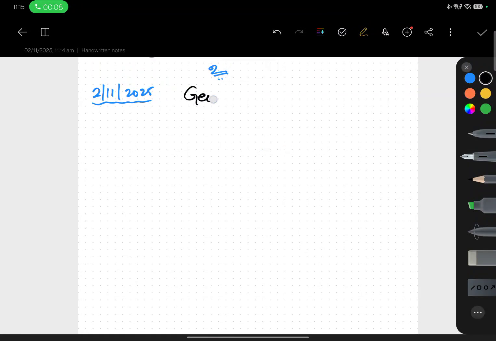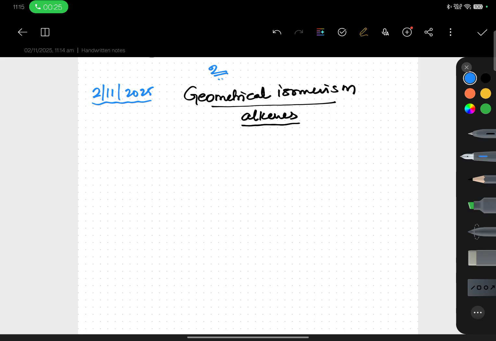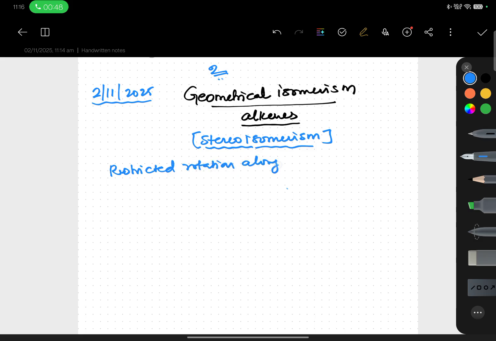So we are going to see geometrical isomerism in alkenes. This is a type of isomerism, a type of stereoisomerism. Please make a note. It is a type of stereoisomerism where the isomerism happens due to restricted rotation along the double bond.